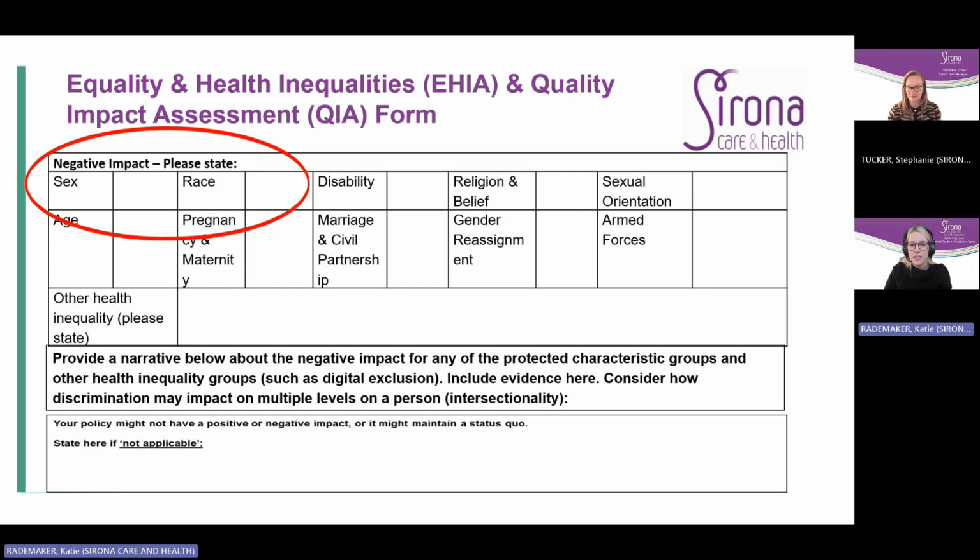Intersectionality helps us understand that people have complex identities, complex experiences of inequality. This is important to consider and may need specific actions to address. Continue to add evidence here to support your thinking. Or your proposal might not have a positive or negative impact. It might be neutral. State here if not applicable. That makes sense. Thank you, Katie. That's the end of Part B, Section 2.